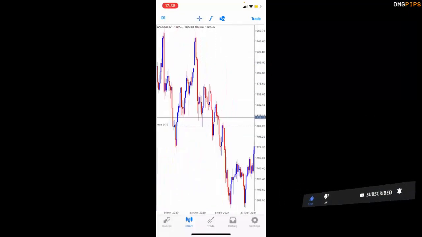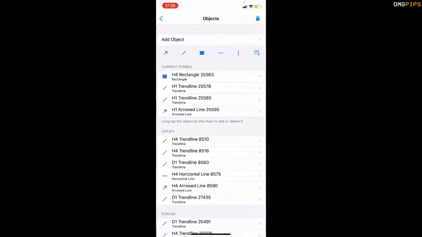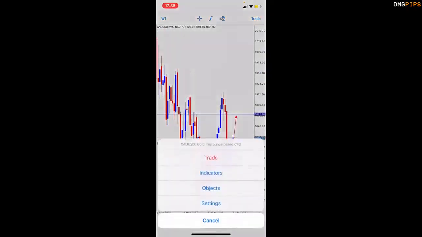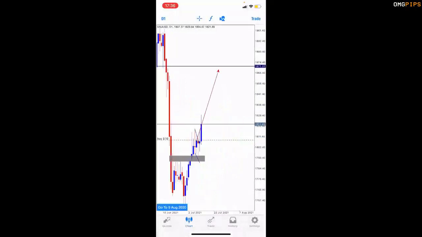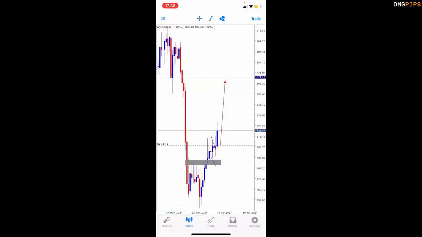So you can see, let's go to a weekly chart. The target that I'm setting is up to this level, as you can see. So that's the target that I'm setting. I will probably be swinging gold for the longest time. So as you can see, that's how it is.